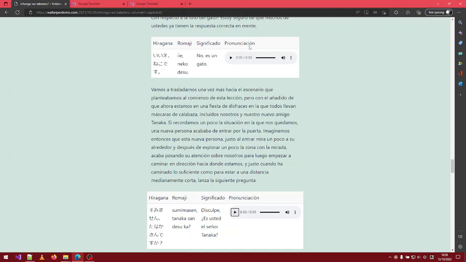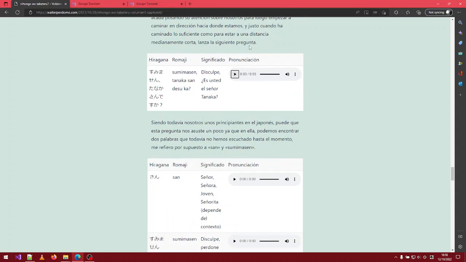But remember, pronouns are usually omitted in Japanese because most of the time we don't need them. Thanks to the context, we can assume this person is asking, are you Tanaka? Sumimasen, Tanaka-san desu ka? Now there are two elements that we may not know at this point.